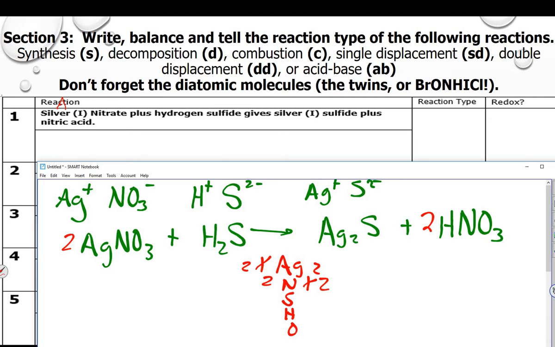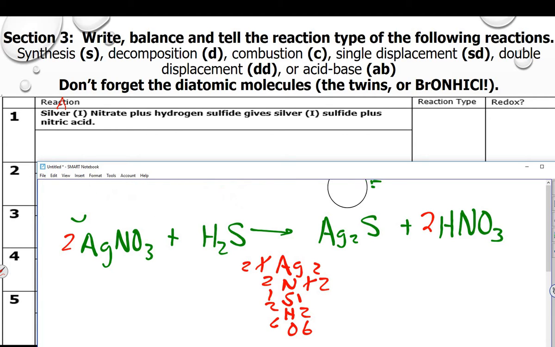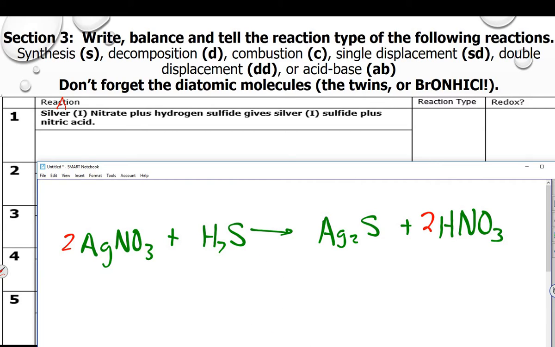Sulfur's next, 1 on each side. We're good with that. Then hydrogen comes next, so I've got 2 on this side, 2 on this side. Oxygen's next, 6, and 6, and we're done. Everybody okay with that? Okay, so I'm now going to erase all this stuff on the top because I'm going to use the top to put my charges up so I can figure out what's changing, if anything, side to side.